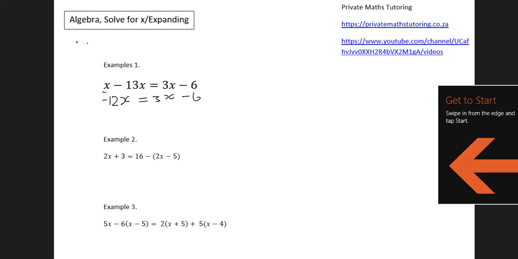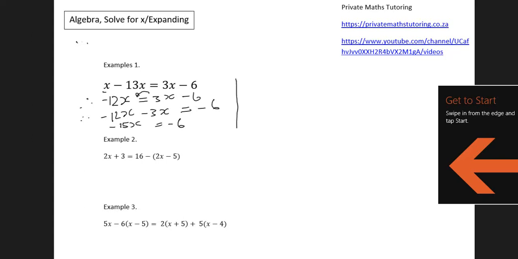But you can see we still have our 3x this side, so we're taking the 3x to the other side, and if we're taking 3x to the other side, it will change the sign. So now we will have minus 12x minus 3x is equal to minus 6. So that is that, and then we have minus 12x minus 3x, that should give us minus 15x is equal to minus 6.